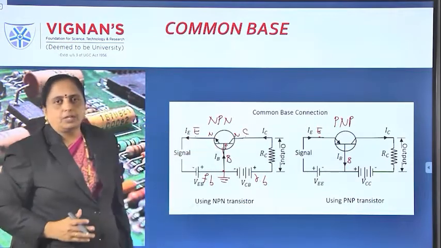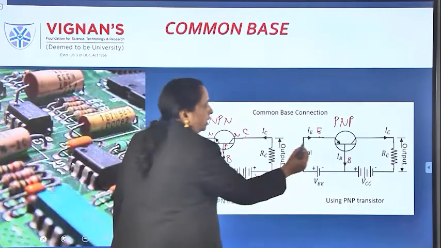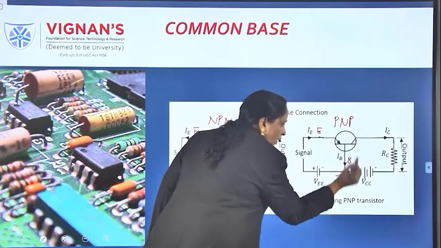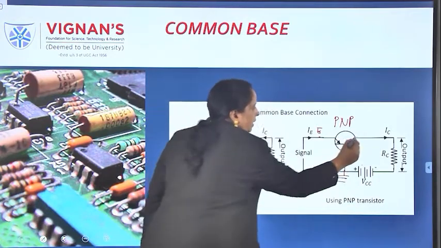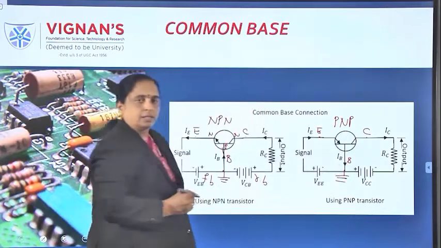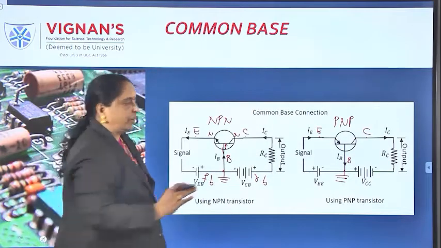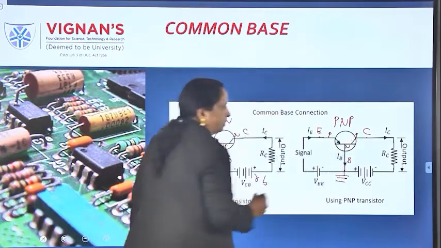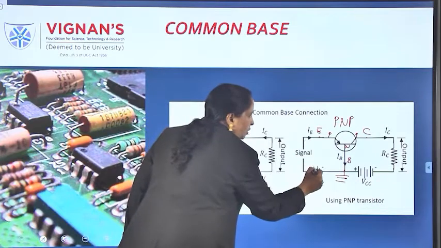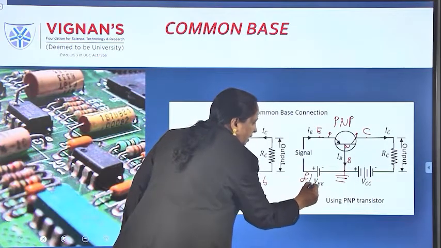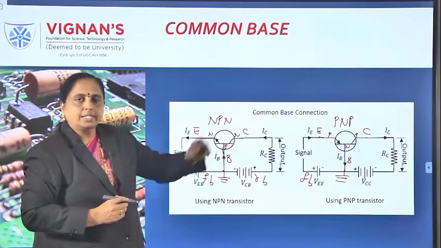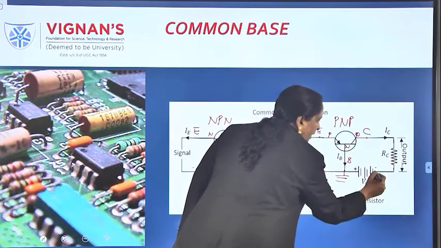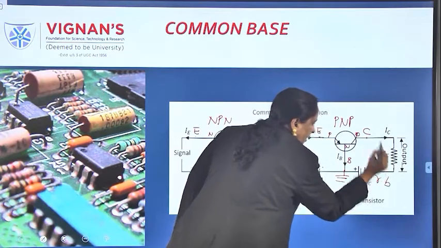The same concept can be applied for PNP transistor also. So in PNP transistor, the base is common because base is either ground or it is common to emitter and collector. Emitter base junction is always forward biased. So what is the material here? This is a PNP transistor. So P positive, N negative. So this is under forward bias condition. Collector junction must be reverse biased. So this is the collector, material is P. So P negative, N positive, this is under a reverse bias condition.